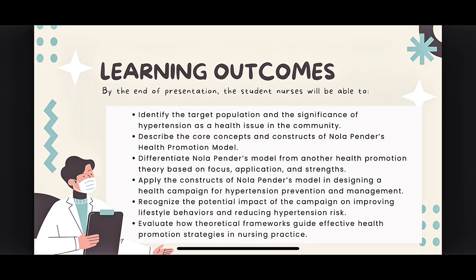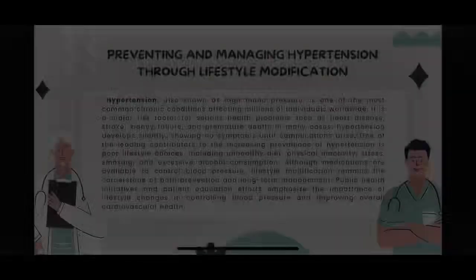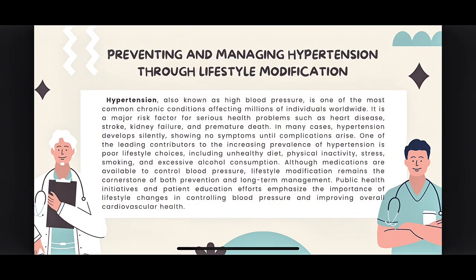By the end of this presentation, student nurses will be able to, first, identify the target population and significance of hypertension as a health issue in the community; describe the core concepts and constructs of Pender's Health Promotion Model; differentiate Pender's model from another health promotion theory based on focus, application, and strengths; apply the constructs of Pender's model in designing a health campaign for hypertension prevention and management; recognize the potential impact of the campaign on improving lifestyle behaviors and reducing hypertension risk; and lastly, evaluate how theoretical frameworks guide effective health promotion strategies in nursing practice.